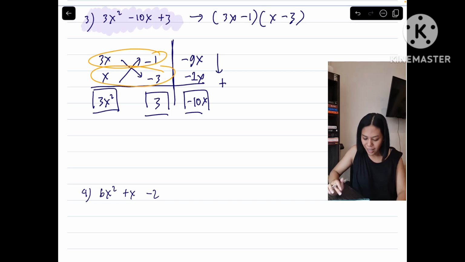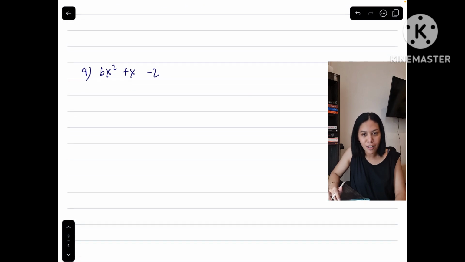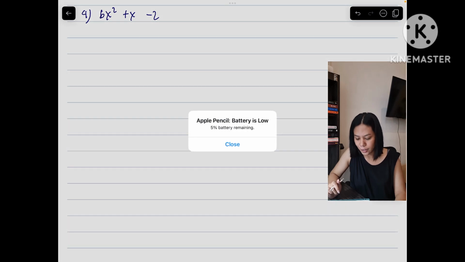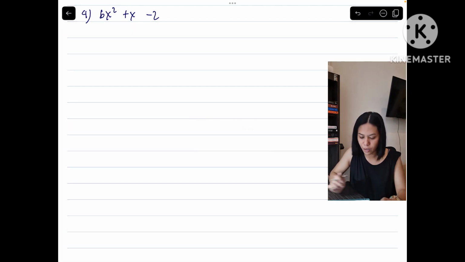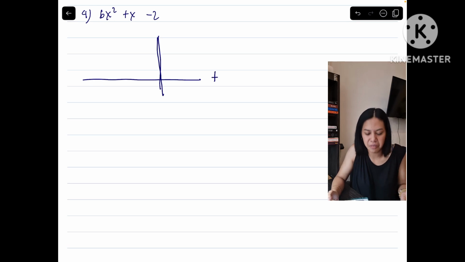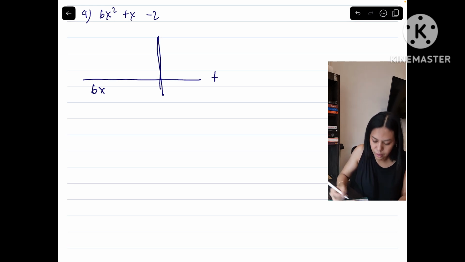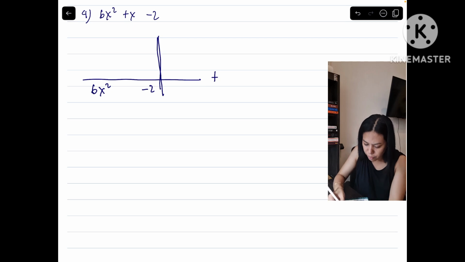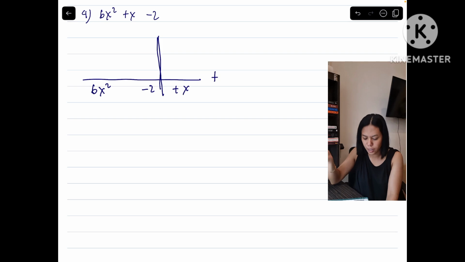Okay, got it? Now we're going to do the fourth number. I might not get this fourth one correct on the first try, but that should be okay. Let's do it together. Okay, so I'm going to put 6x squared here. I hope even if I don't get it correct on the first try, I'm not going to take too long. So negative 2 in the middle and the positive x, so it's like a positive 1x.